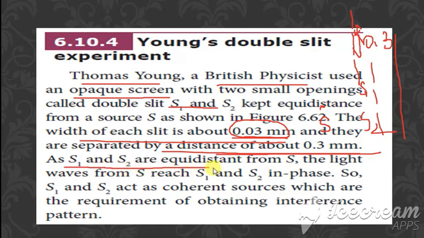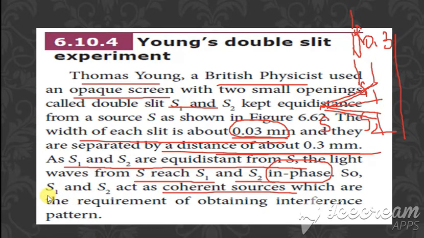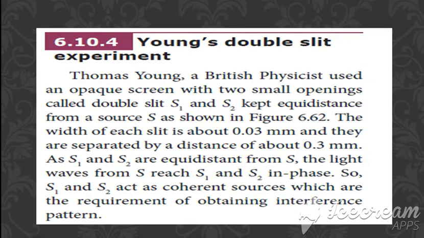As S1 and S2 are equidistant from S, they are at equal distance, so the light which reaches S1 and S2 is in phase, so they form at the same phase. These slits S1 and S2 are said to be the coherent sources. So S1 and S2 are in phase and so they are coherent sources.